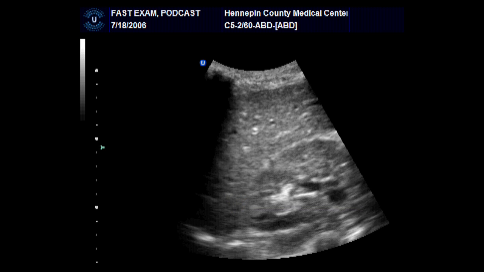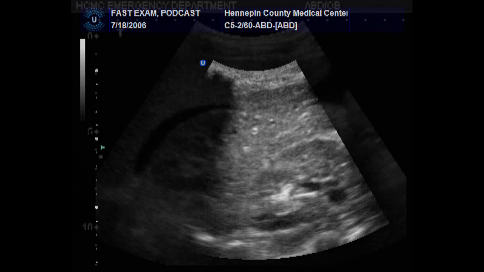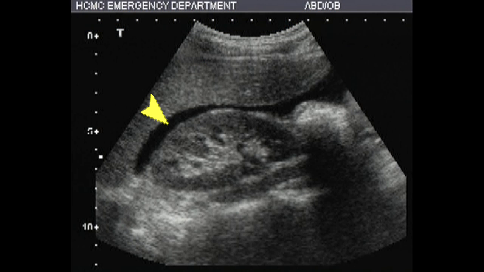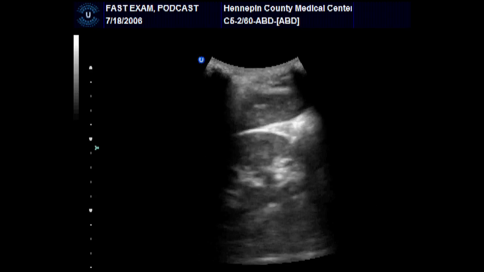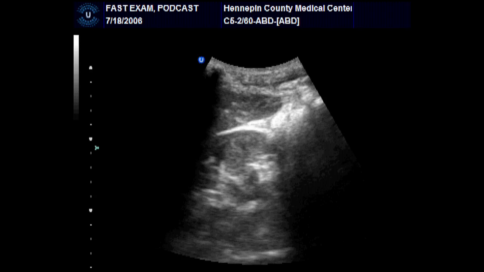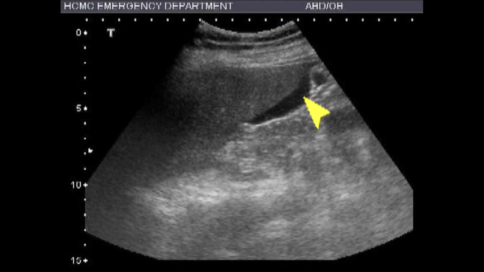It allows for the evaluation of the potential space between the liver and kidney, called Morrison's pouch. An anechoic or black stripe between the liver and kidney in Morrison's pouch indicates free fluid, usually blood, in the intraperitoneal space. By sliding the probe towards the patient's feet, you can visualize the lower tip of the liver, where free fluid also tends to accumulate.